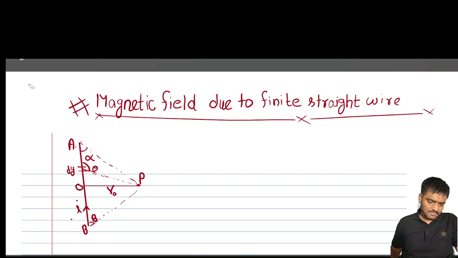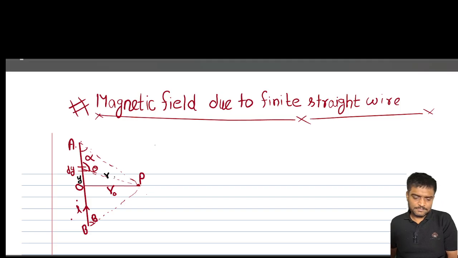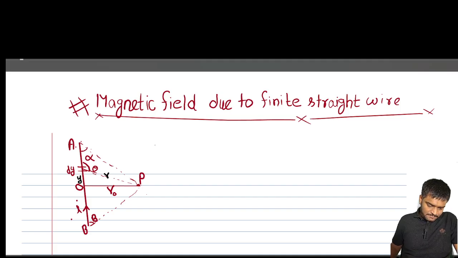This distance is y, and this distance is r. R is variable because when we move from O to A or O to B, r will change. R is the instantaneous distance for any point on the wire from P.